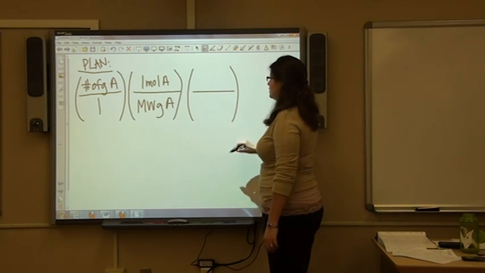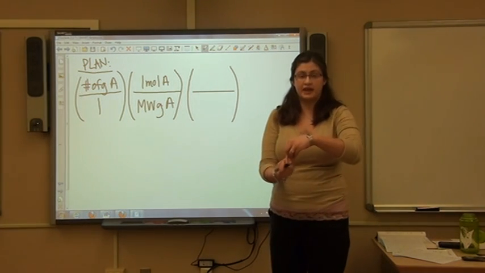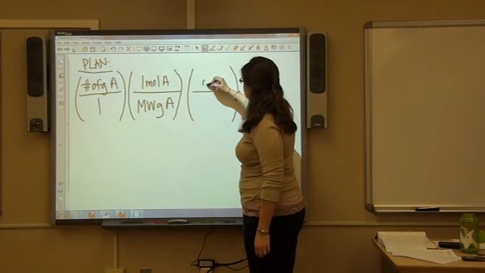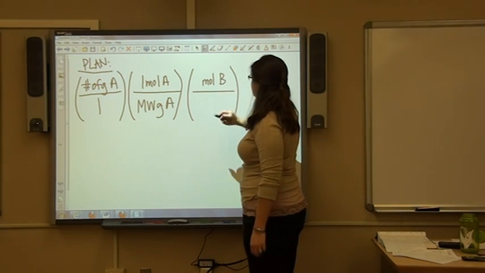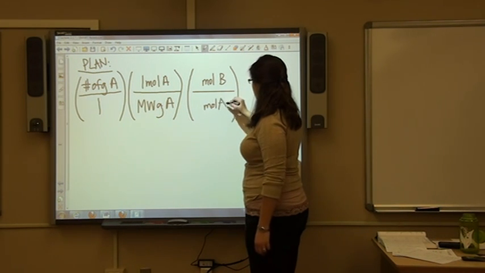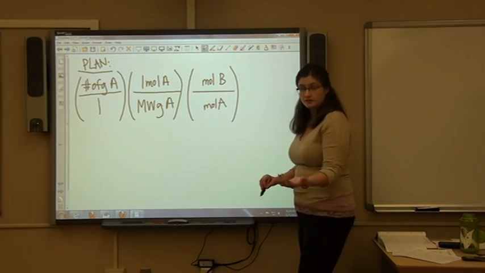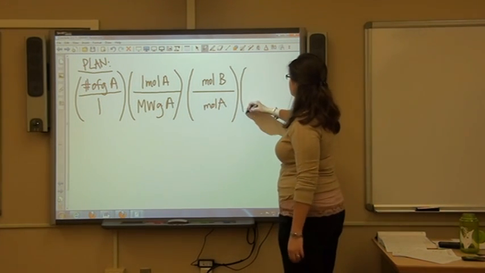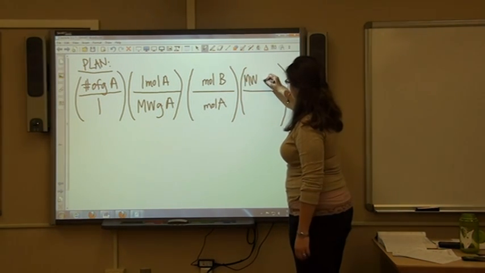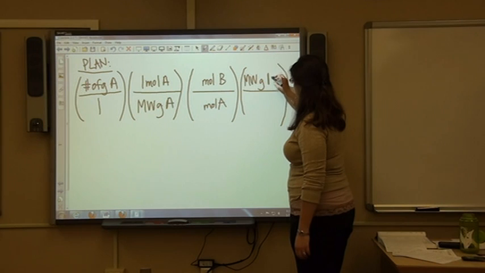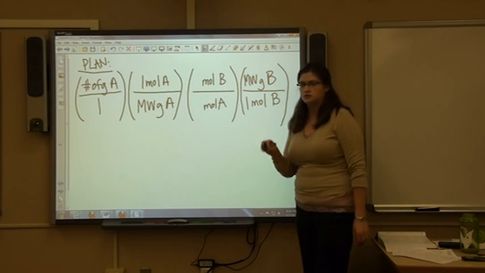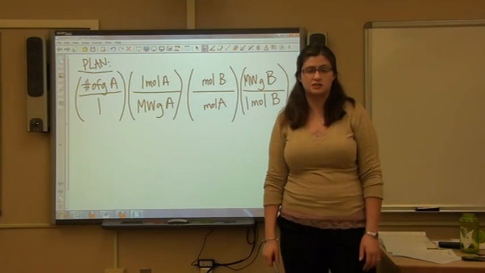Now this is the step where you're going to calculate from moles of A to moles of B. So here you're going to have moles of B divided by moles of A. We're setting it up that way so that we can cancel out moles of A. And then in our last step, we're going to have the molecular weight in grams of B divided by 1 mole of B. Because remember that molecular weight is just in grams per 1 mole.